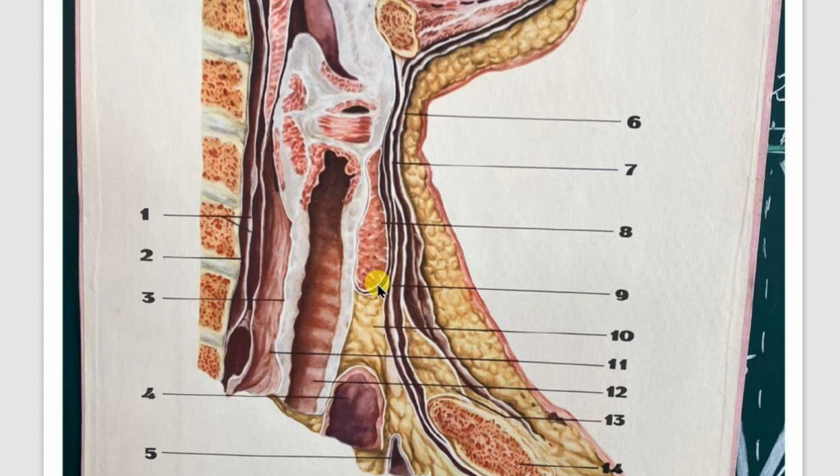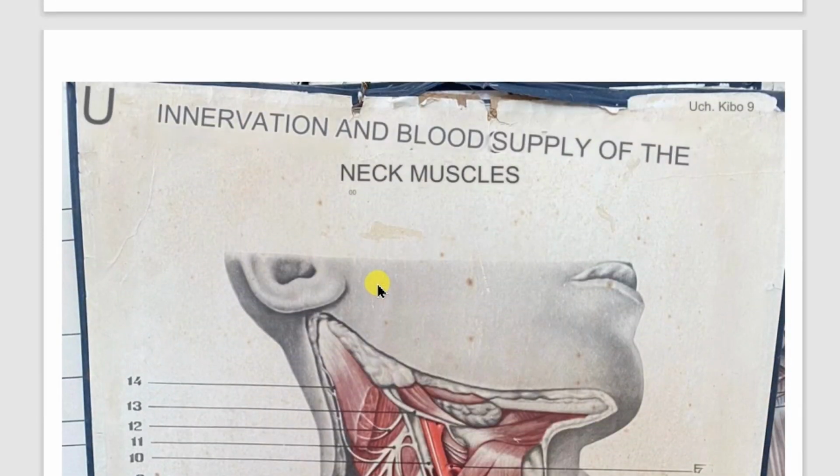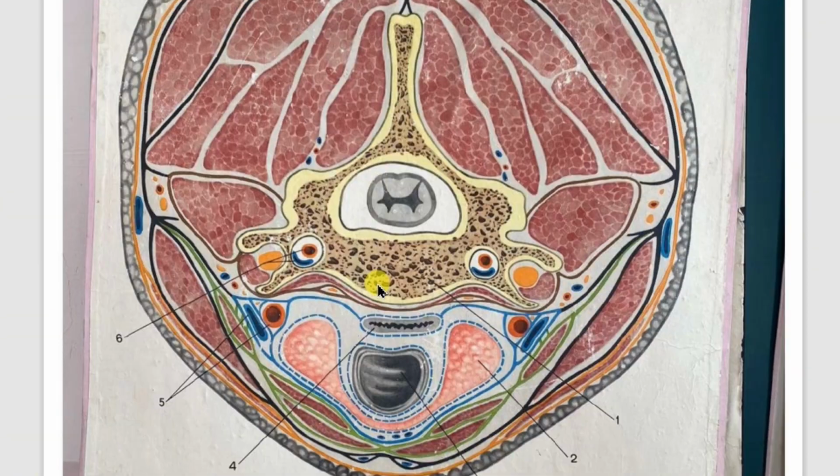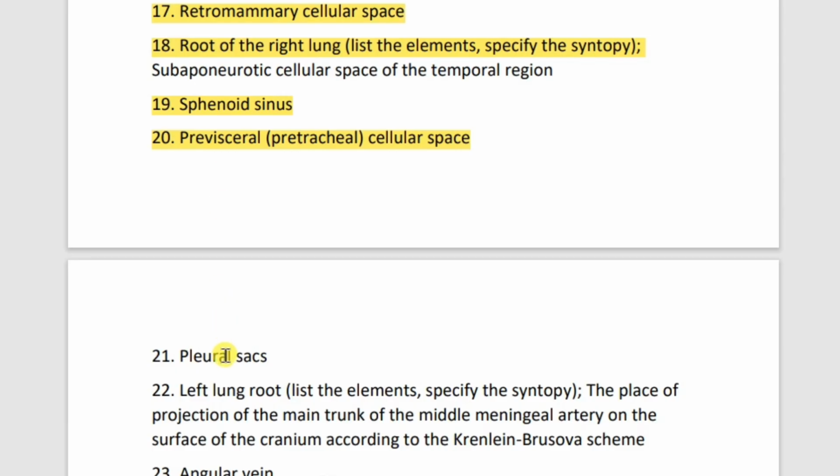gland. Okay, and let's see how it looks on the transverse section. As you can see here, this is the trachea and this is the thyroid gland. So under the thyroid gland, when you clear the thyroid gland, here you can find the previsceral or pretracheal cellular space.